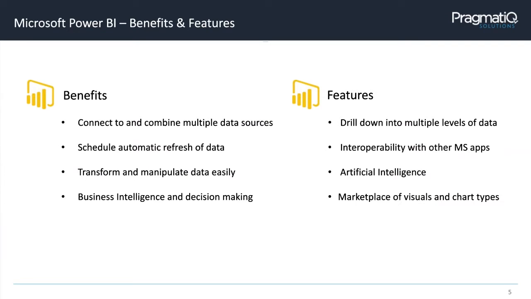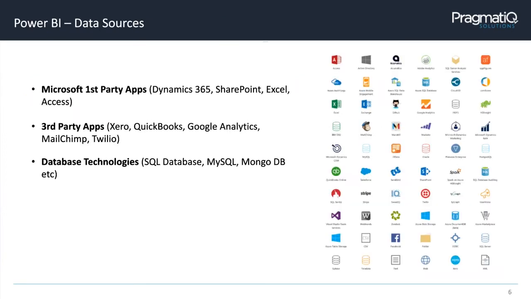So, a benefit: data sources. I'm just going to switch to my next slide here, where you can see some of the pre-built connectors on the right-hand side. There are many more as well. These are just some examples, but you have the first-party Microsoft applications such as Dynamics 365, SharePoint, Access, Excel, for example. And then there also have already been some pre-built connectors for third-party apps such as Xero, Google Analytics, MailChimp, and many others. But if your application doesn't have a pre-built connector, not to worry, you can also build some custom connectors as well and connect to those data sources.